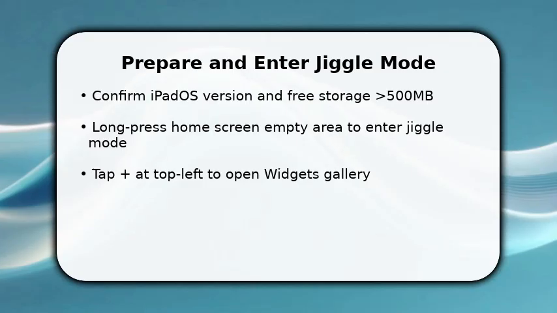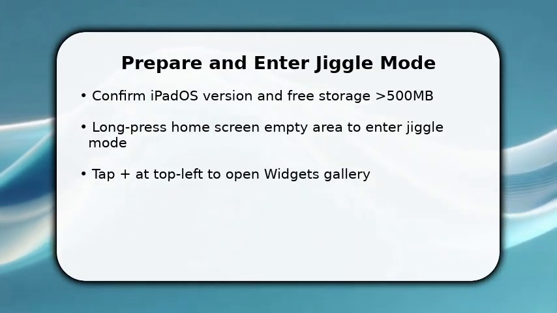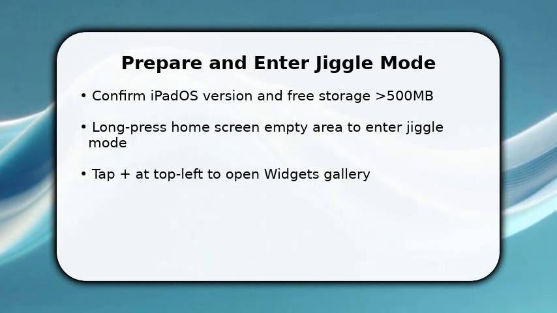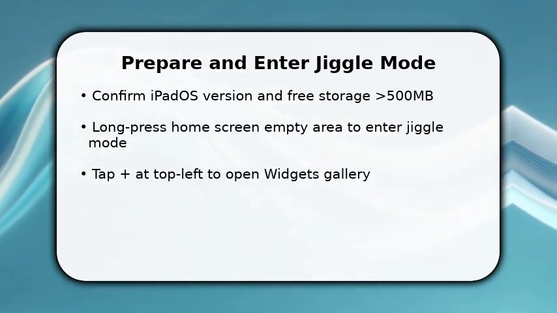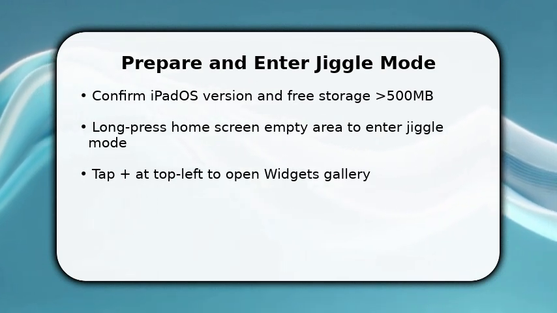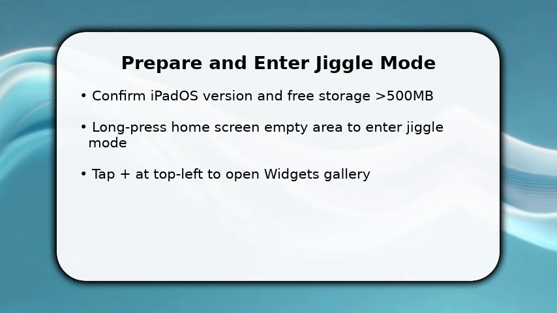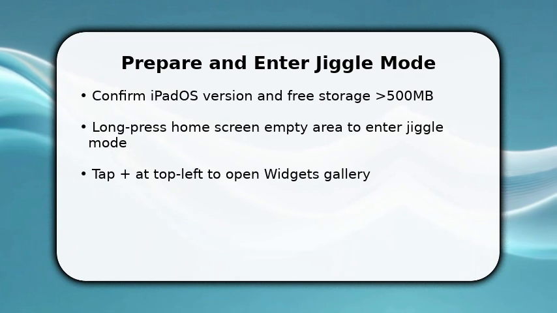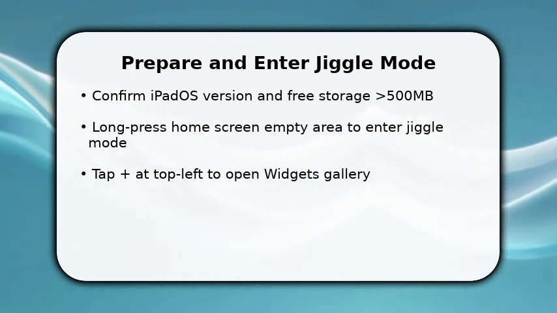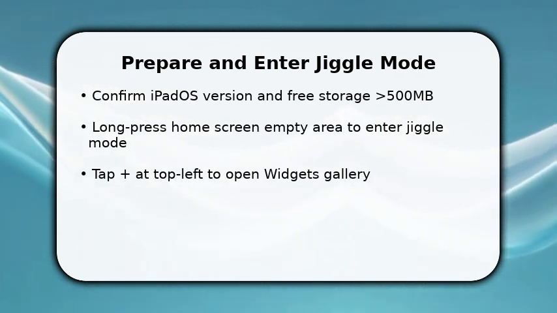You start by making sure your iPad is updated and has space for new widgets. This avoids stalls. Once done, long press any empty area on the home screen until icons jiggle. This is jiggle mode. Now look to the top left and tap the plus button to open the widgets gallery. You're initiating the process now so you can pick a widget.